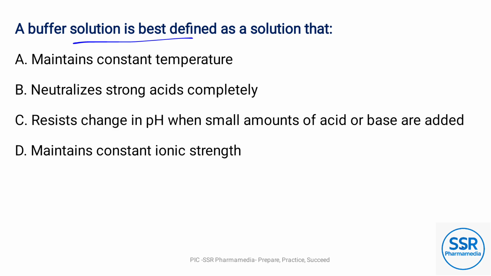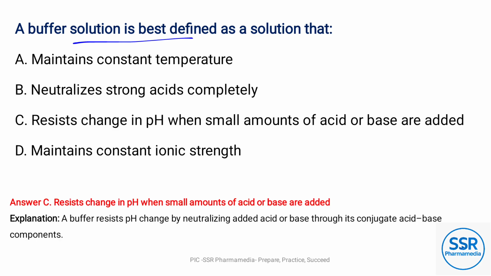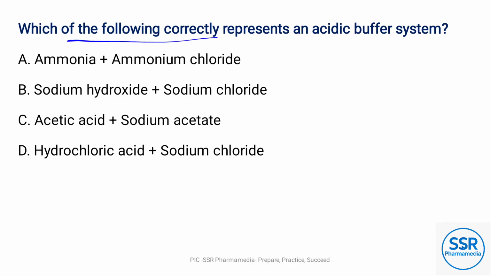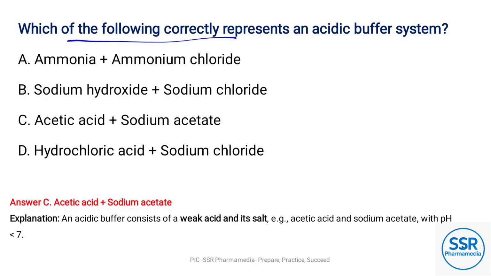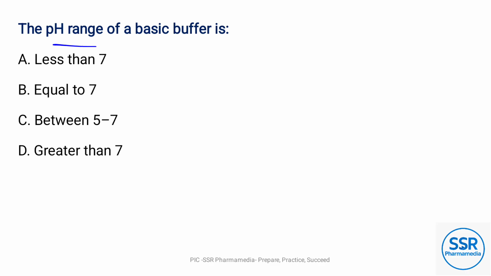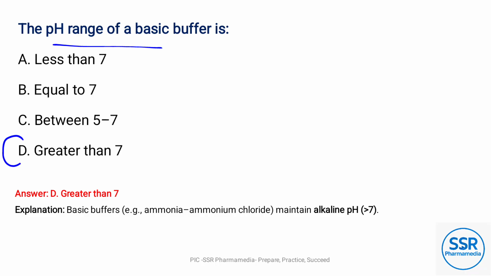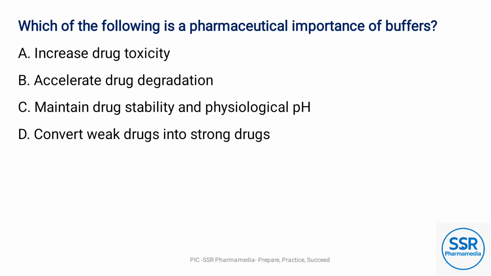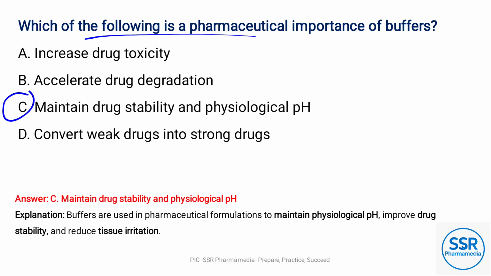A buffer solution is best defined as a solution that, option C, resists change in pH when small amounts of acids or base are added. Which of the following correctly represents an acidic buffer system? Option C, acetic acid and sodium acetate. The pH range of a basic buffer is, option D, greater than 7. Which of the following is a pharmaceutical importance of buffers? Option C, maintain drug stability and physiological pH.